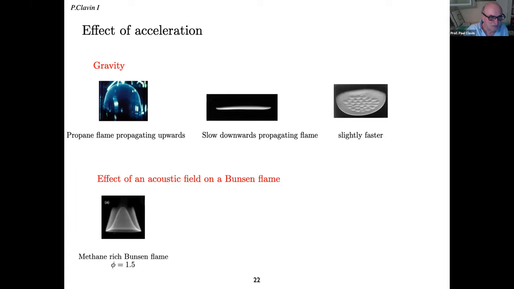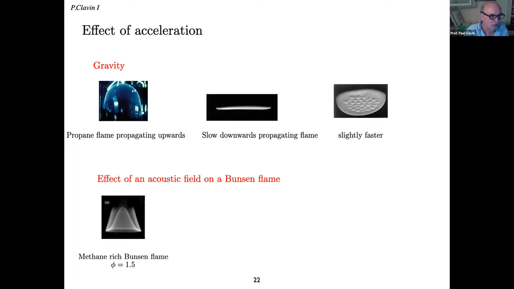Now, another very spectacular effect is if you have a Bunsen flame anchored to a tube. This is a methane-rich Bunsen flame, and you can see it is rich because the cone is a premixed flame, and on the side you have a diffusion flame, because in the burnt gas behind the premixed flame there is methane left, since you are rich, and that is burning by diffusion flame on the side. But this is not important. What is important is just to focus the attention on the conic shape of the premixed flame.